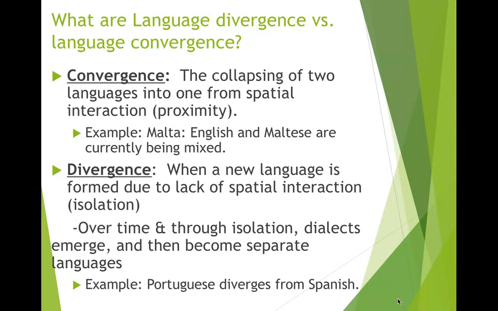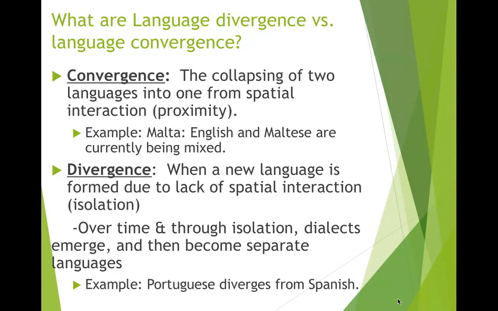So when we talk about languages and we talk about divergence versus convergence, convergence is the collapsing of two languages into one from proximity. Being close to each other, two languages become melded together. The best example is in Malta. English and Maltese are currently being mixed together to form an Inglese, I guess. I don't know what you'd say or what you'd call it.